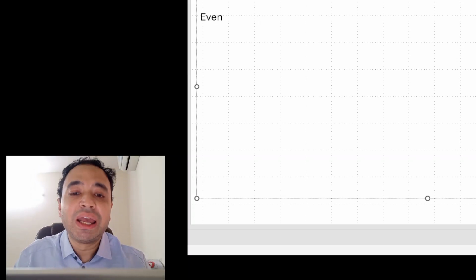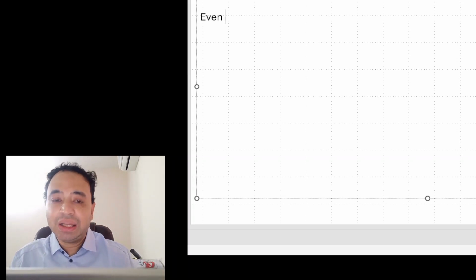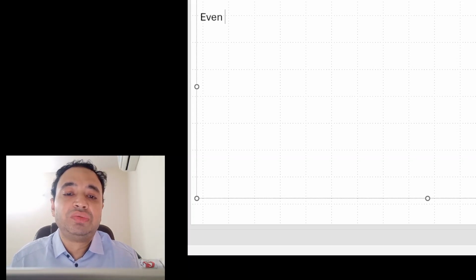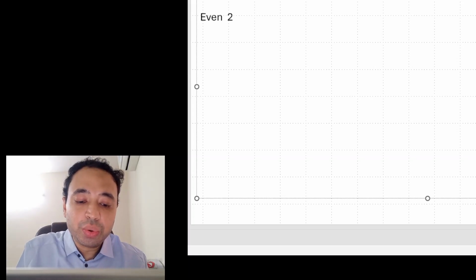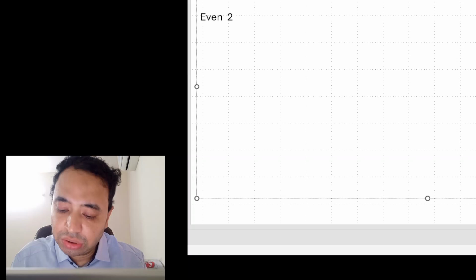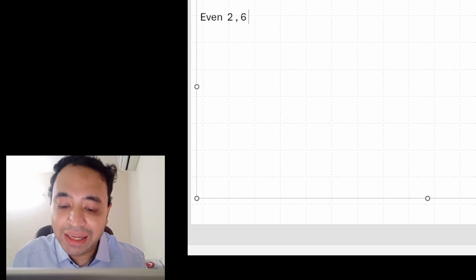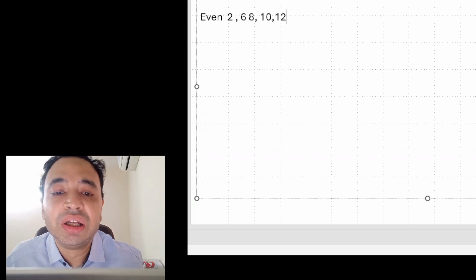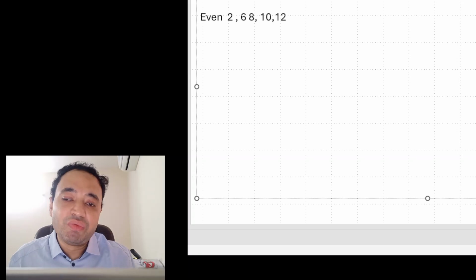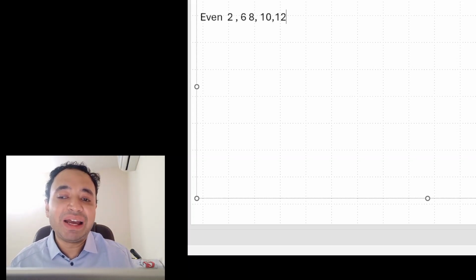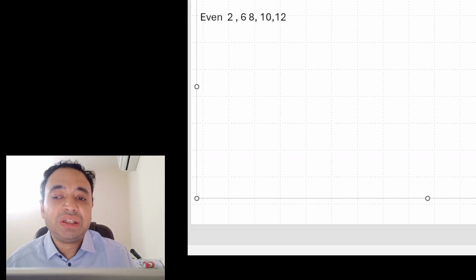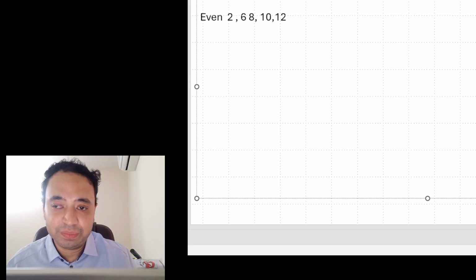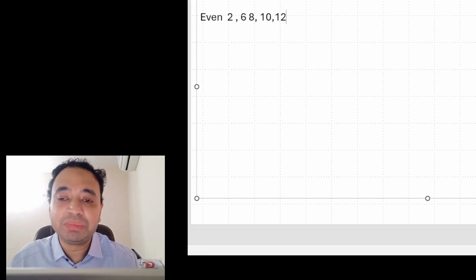So any number, if divisible by 2, is an even number. For example, 2, 4, 6, 8, 10, 12 are some examples of even numbers, as when these numbers get divided by 2, they leave a remainder of 0. Hence, these are even numbers.